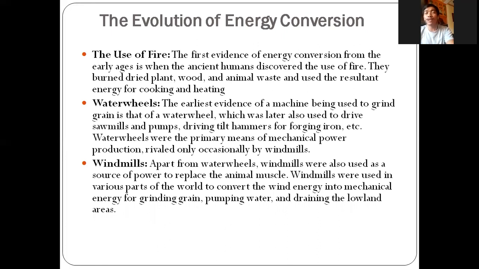occasionally by windmills. Windmills, a part of water wheels, were also used as a source of energy to replace animal muscle. Windmills were used in various parts of the world to convert wind energy into mechanical energy for grinding grain, pumping water, and draining the lowland areas.